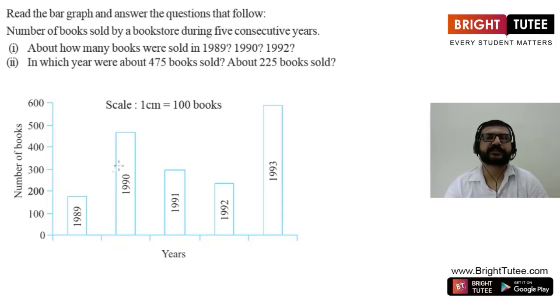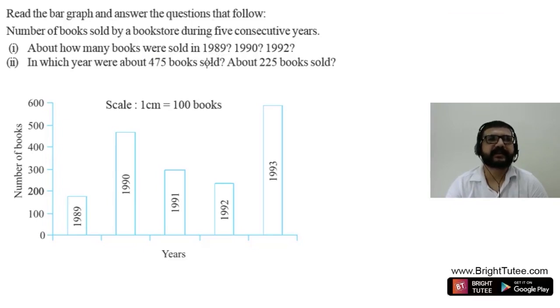Now here is one more question based on bar graph. The question is, read the bar graph shown here in this figure and answer the questions. Number of books sold by a bookstore during 5 consecutive years. The first question is about how many books were sold in 1989. So as we can see, in 1989 the number of books sold were approximately equal to 180.